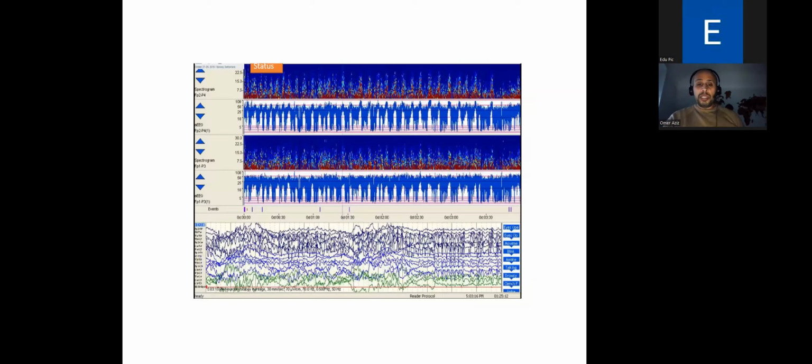Again, this is a patient who's in status. You can see those sharp fluctuations with increased fluctuations in the redness from that point of view, indicating seizures.